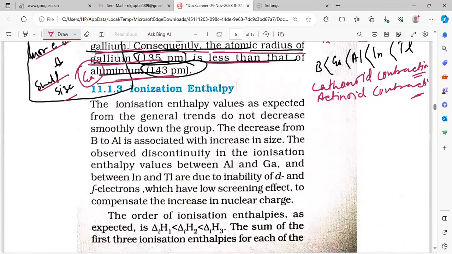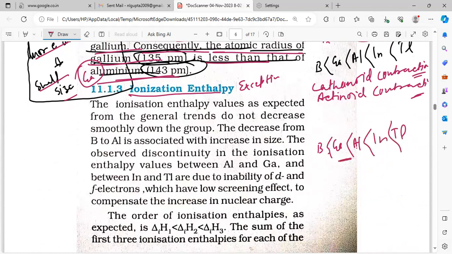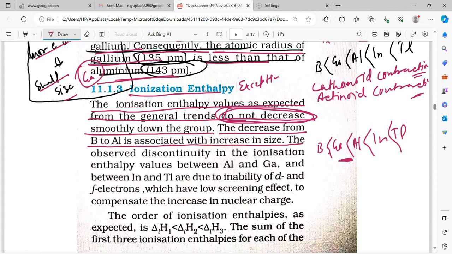Now ionization energy. Also the ionization energy is an exception here. What is the exception in ionization energy? You will find boron will be there, then aluminum, then gallium, then indium, thallium. See, its size is less, na, so high ionization energy. Here you see, the ionization energy value is not as expected from the general trend, it does not decrease smoothly down the group. The decrease from boron to aluminum is associated with increase in size.